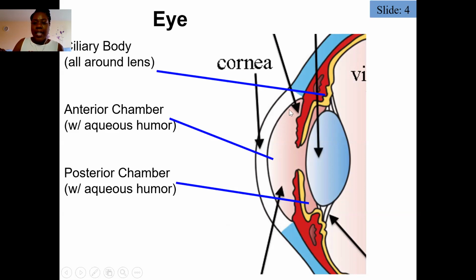Similarly, we have a posterior chamber, which also has aqueous humor, but that is going to be behind the iris. So we've got the anterior chamber in front of the iris, and then the very small posterior chamber, which is anterior to the lens, but posterior to the iris.